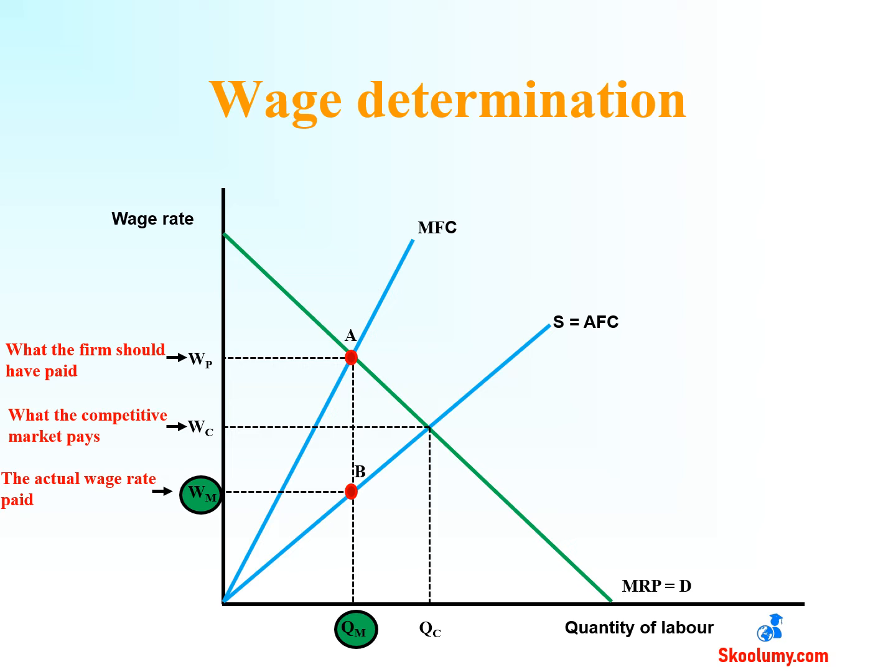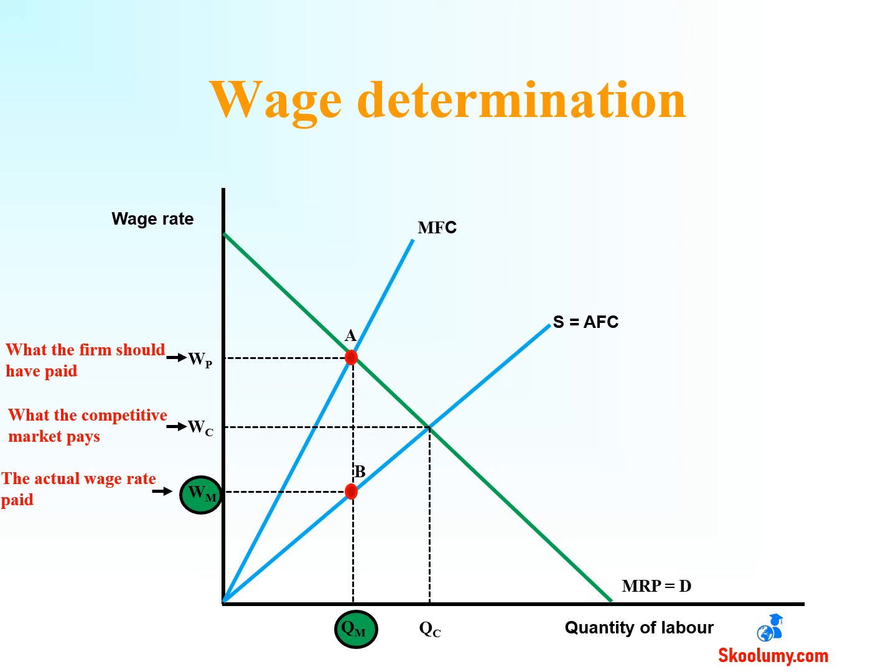From the graph, the MRP and MFC are equal at point A. The firm should pay a wage rate of WP and employ QM workers. However, it pays a wage rate of WM, which is less than WP, because it can influence the wage rate. It still employs QM workers. WM is determined by vertically moving down from point A to point B on the supply of labor curve. Then it is traced to the wage rate axis.